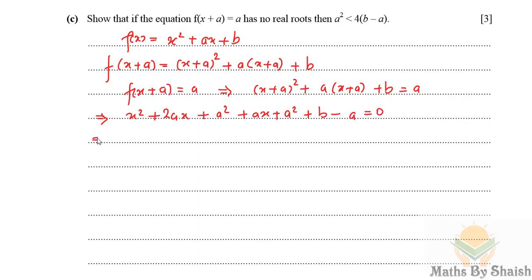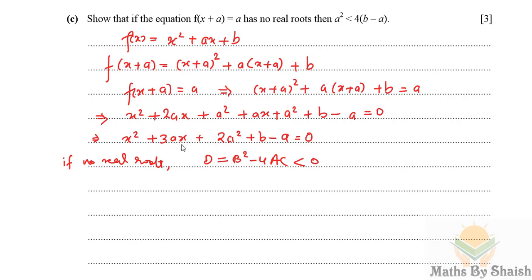One more time, so that we can get the ax square plus bx plus c form, and we will get it as x square plus 2ax plus ax, which is 3ax, plus the constant terms a square plus a square, which is 2a square, plus b minus a is equal to 0. So if there is no solution, no real roots, it means the discriminant D, which is b square minus 4ac, should be less than 0.